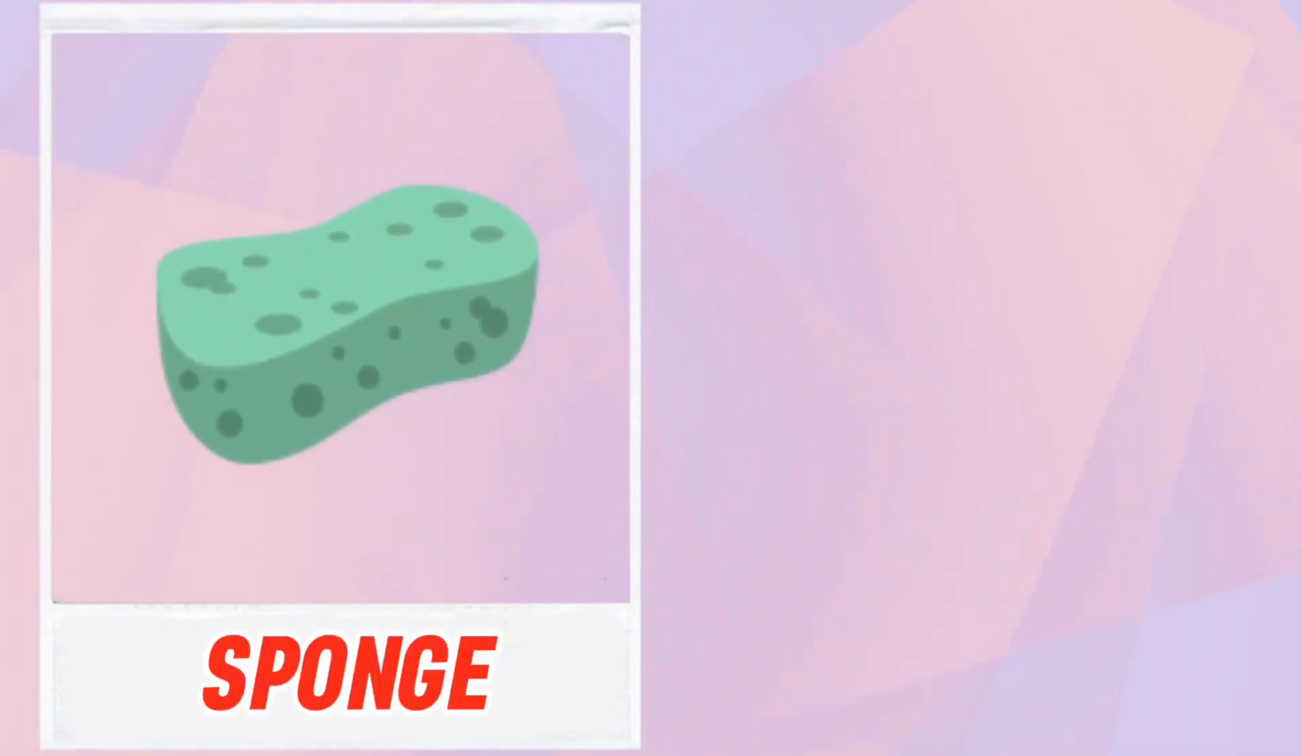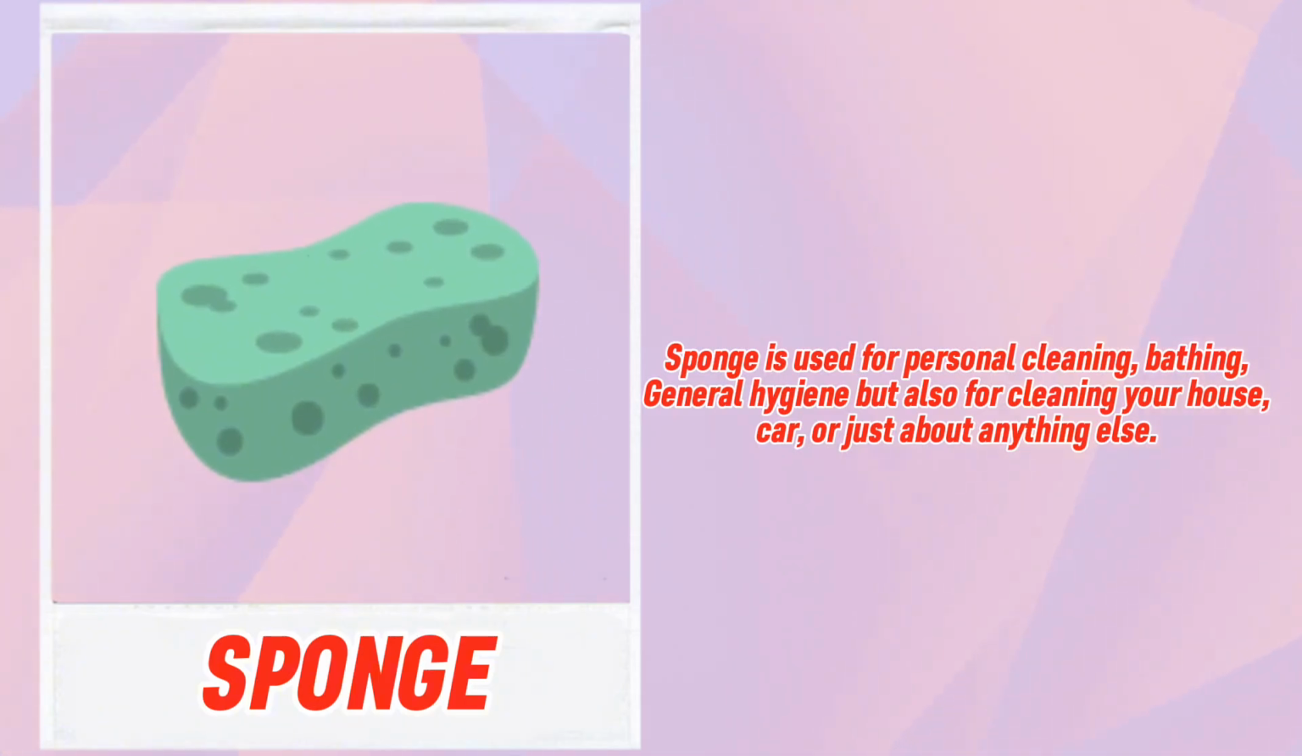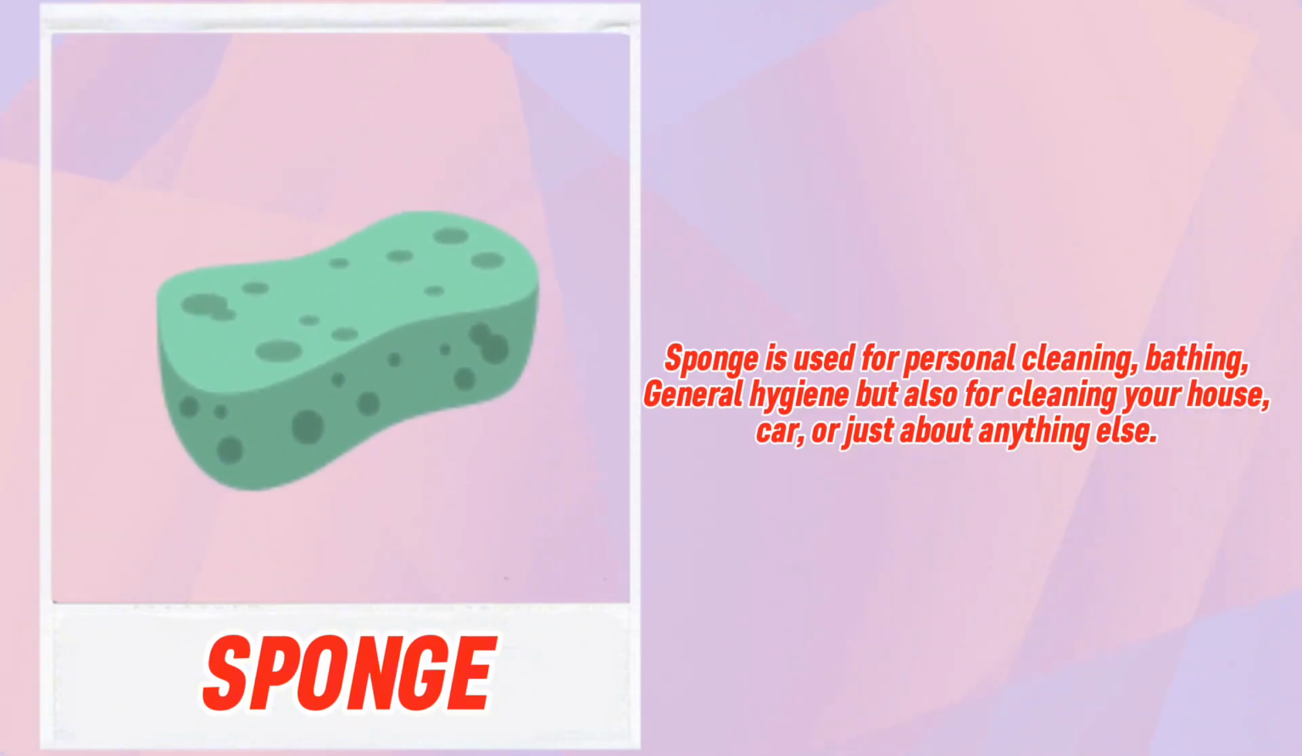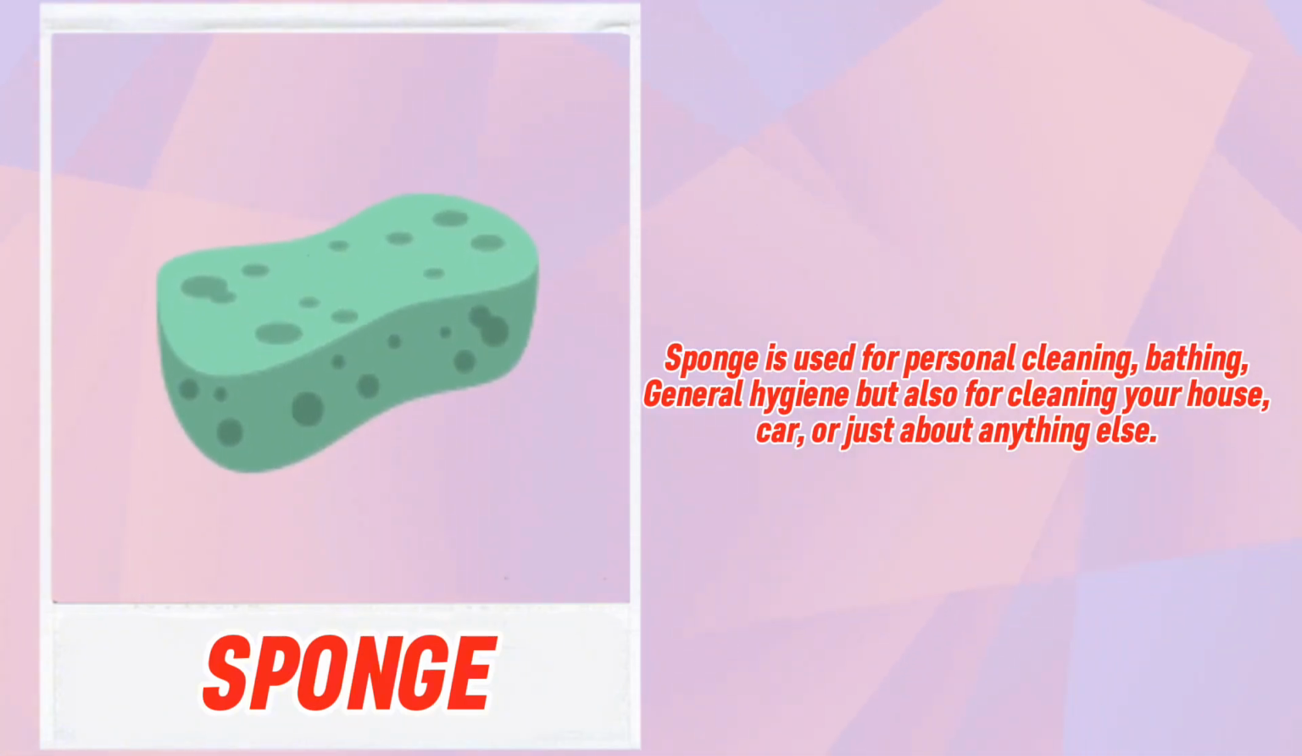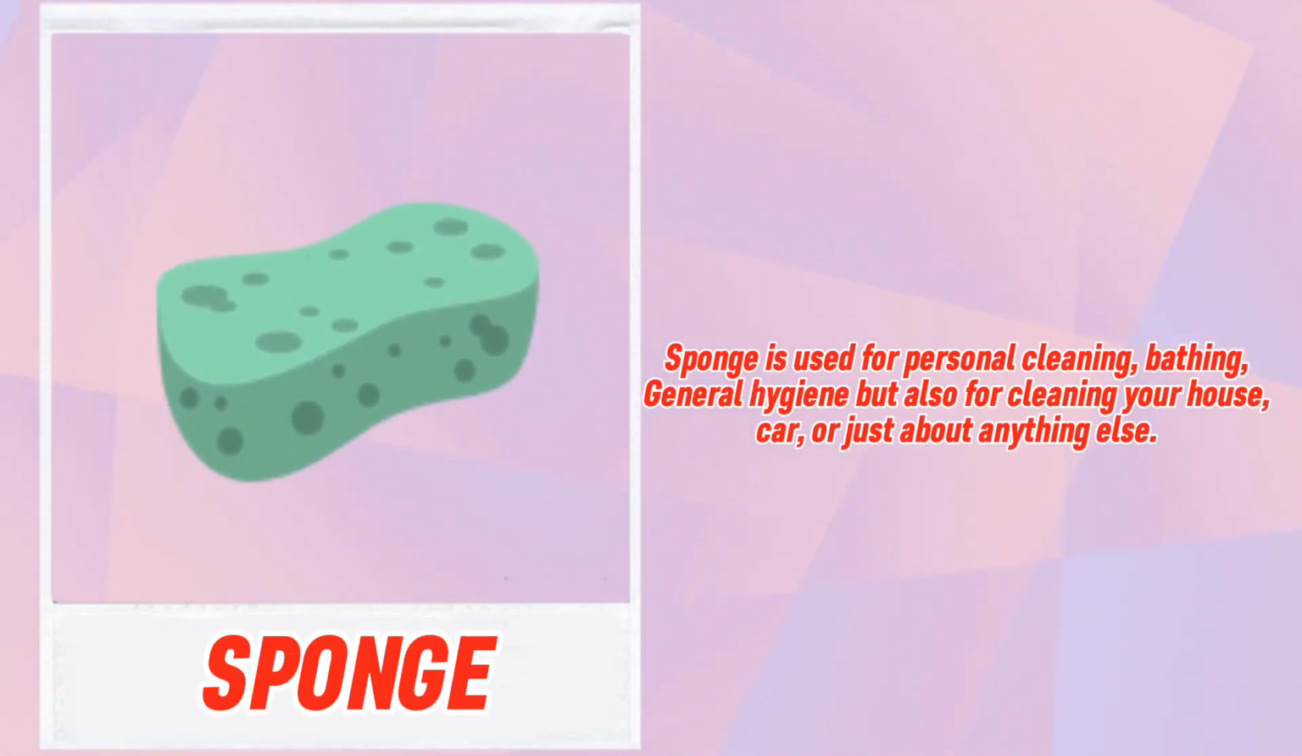Dish towel. Dish towel is used for drying dishes and utensils, and also drying hands, wiping up spills, and disinfecting countertops. Sponge. Sponge is used for personal cleaning, bathing, general hygiene, but also for cleaning your house, car, or just about anything else.